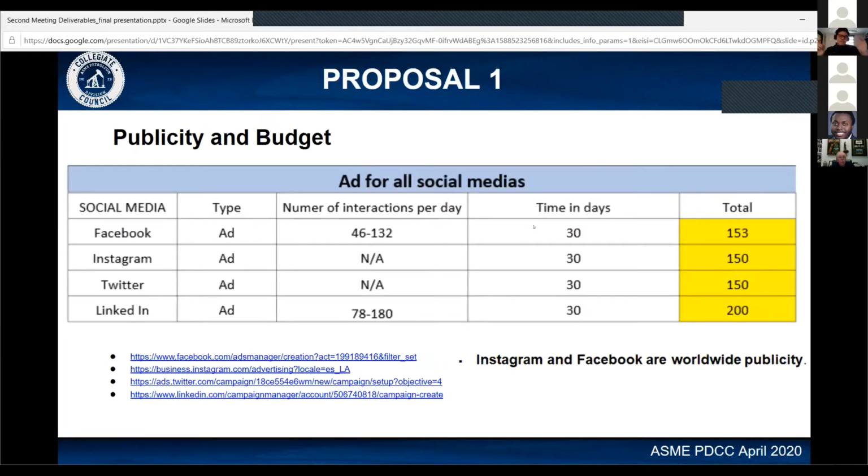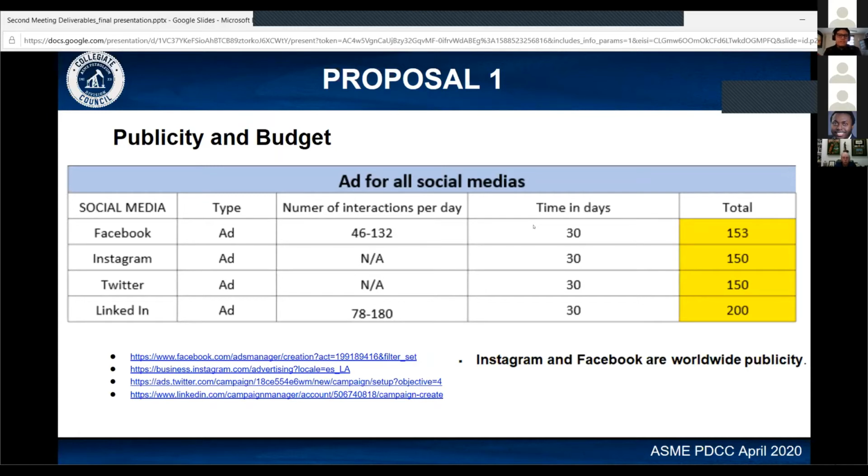So this is the publicity budget. Every social media platform has its own website to advertise whatever you want: Facebook, Instagram, Twitter, and LinkedIn. The pricing depends on how aggressive you want your publicity campaign to be. If you put more money in, you get more interactions and more people reached, okay?